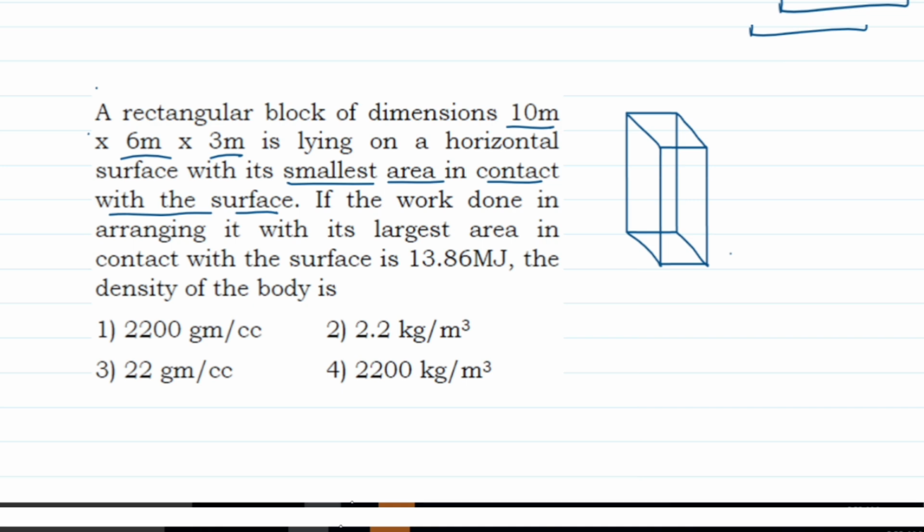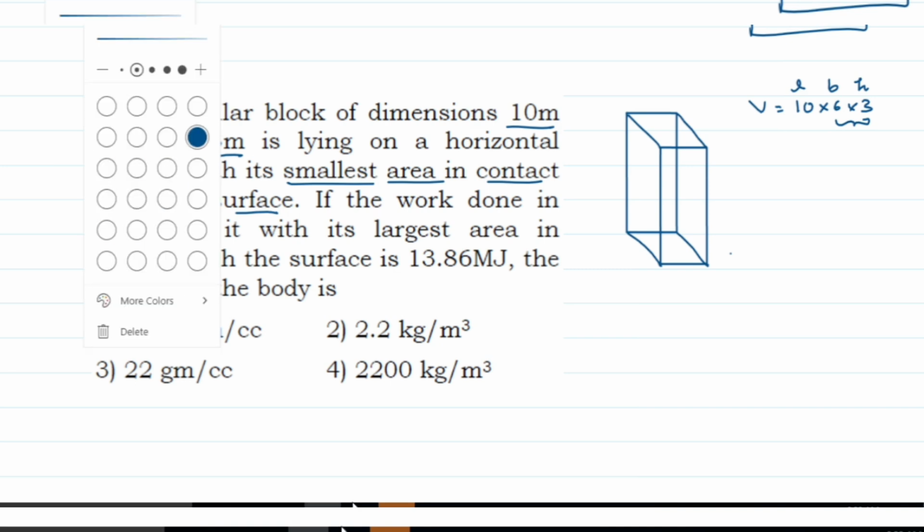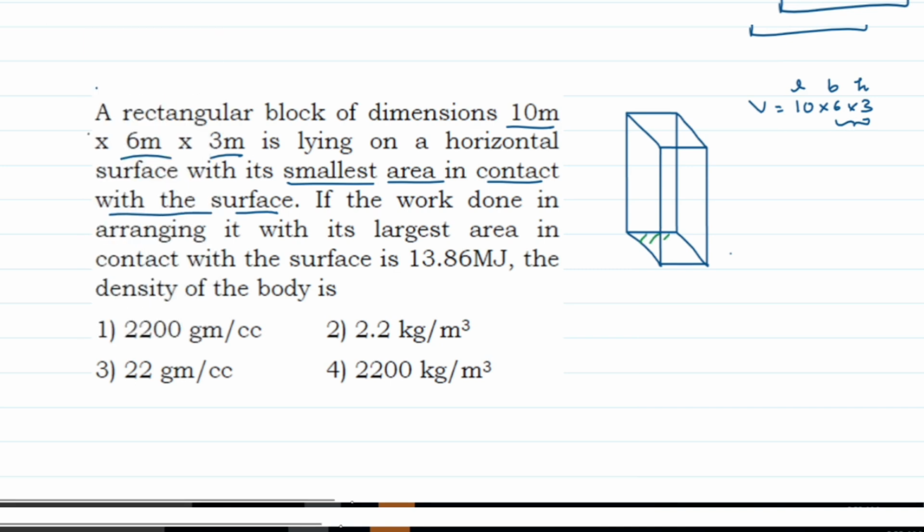In the first thing here, the volume is given. Volume is given as 10 into 6 into 3 meters: length, breadth and height. And it's a horizontal surface with the smallest area. The smallest area we will write as 6 into 3, which is the smallest area you will be getting. So this smallest area is going to be lying here, and this area is given as 18 meter square. The smallest area is going to be in contact.